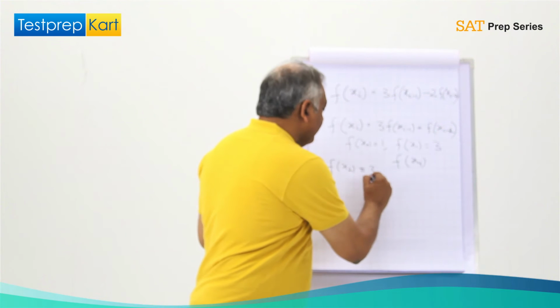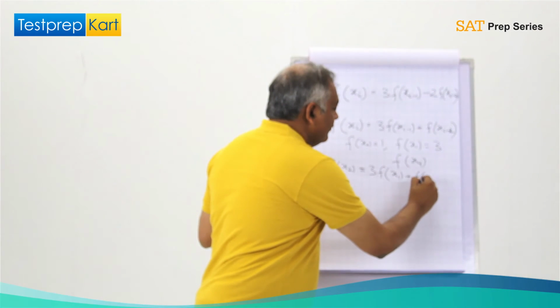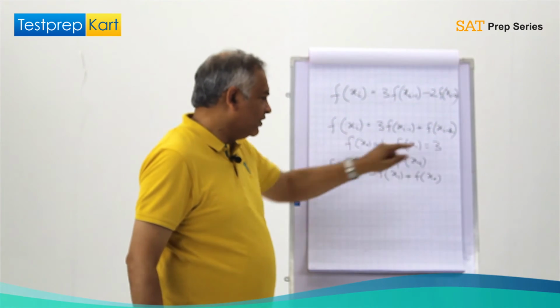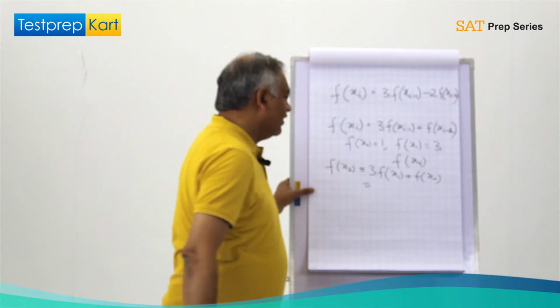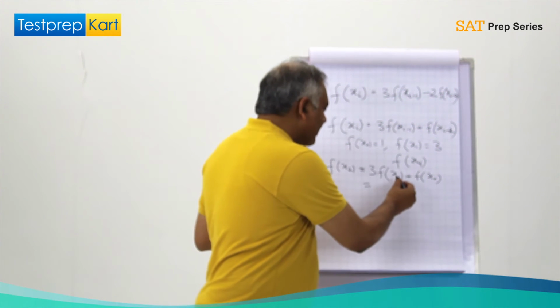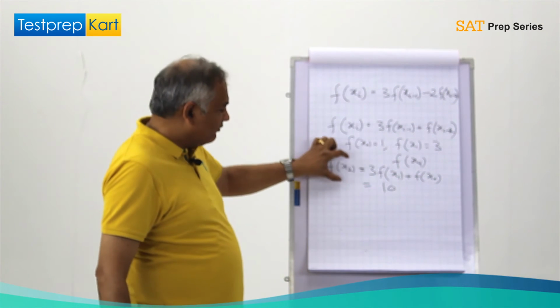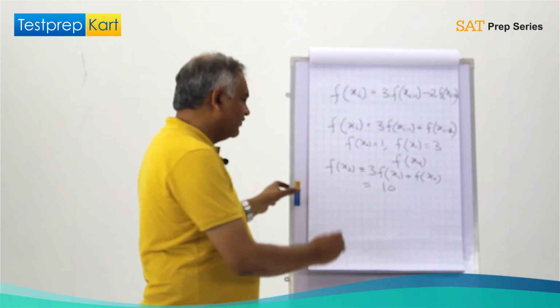f(x2) is 3 f of x1 plus f of x0. I know that f(x0) is 1, f(x1) is 3. I'll substitute these values here, so that my f(x2) is equal to 3 into 3 is 9, 9 plus 1 is 10. So 10. Now I got f(x2).